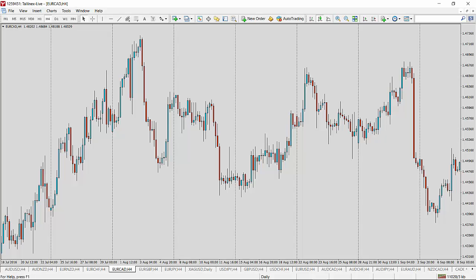Here we are on the Euro-CAD 4-hour chart, and what you'll notice is that the Euro-CAD has come down here, and it's made some really interesting moves. You can see some strong candles, and it's paused, strong candle, and it's paused, and it's actually at a similar spot.